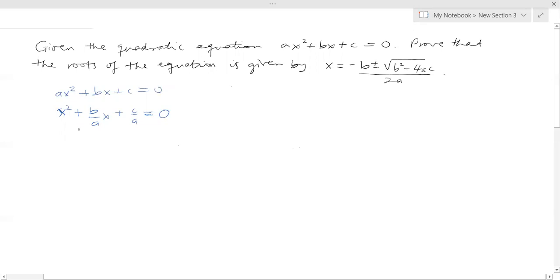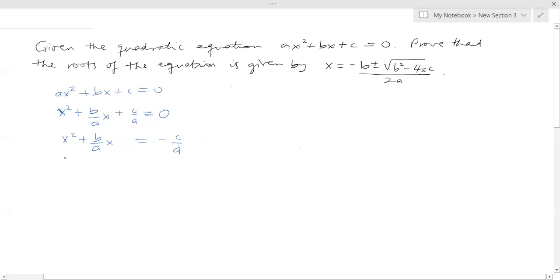Then next, I'm going to isolate the c over a, right? Take it to the opposite side of the equal sign. So I have x squared plus b over a x. So subtract c over a from the left side and then do the same to the right side. So I have negative c over a. Okay, so far this is what we have.